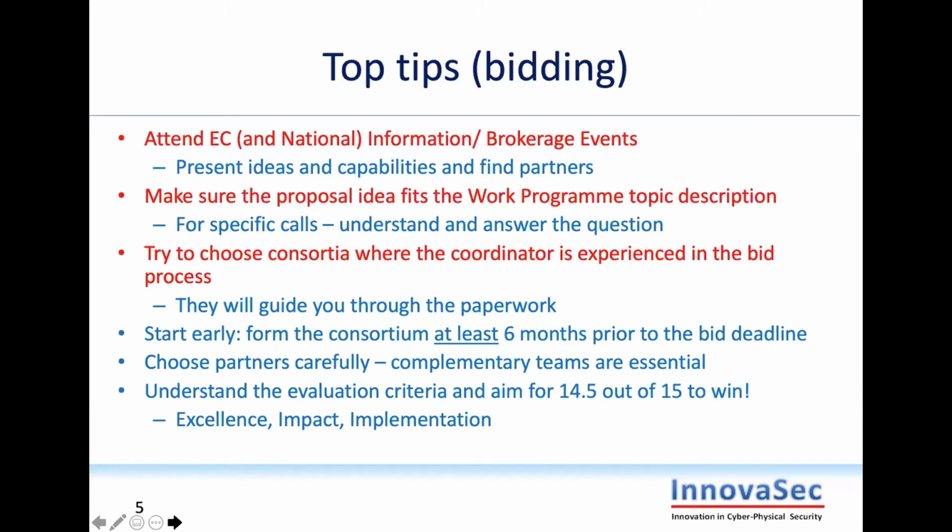Start early. The consortium should start to form at least 6 months prior to the bid deadline to give the time to work up a good proposal. Choose your partners carefully. Complementary teams are essential, or reviewers will mark bids down. And finally, understand the evaluation criteria and aim for 14.5 or more out of 15 to win.